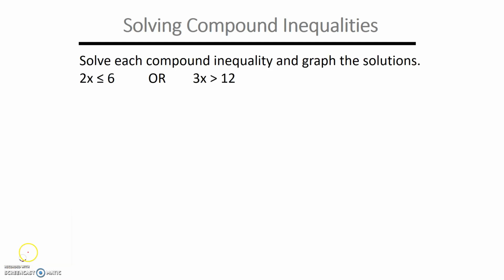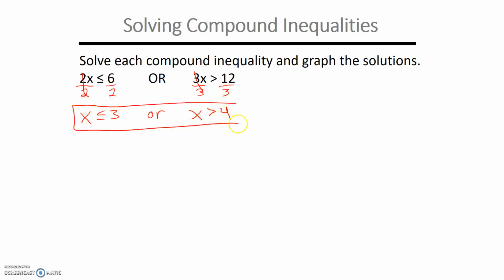All right, so for this problem here, what I have to do on the left side is, I'm left with x. These cancel out. x is less than or equal to 3. Or on the right hand side over here, divide both sides by 3. That gives me 1x is greater than 12 divided by 3, which is 4. Again, my solution is right here. x is either less than or equal to 3, or x is greater than 4.